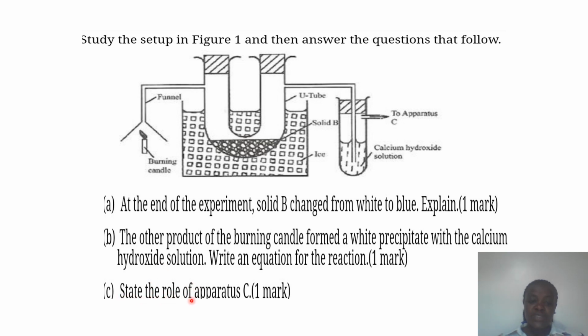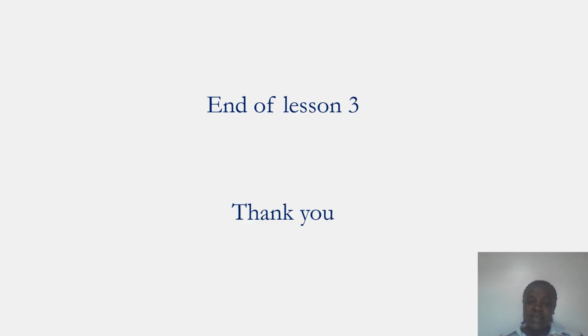Then we are told to state the role of apparatus C. So the role of apparatus C is to remove the excess carbon dioxide that did not react with calcium hydroxide solution. And we said the reason we are removing the excess carbon dioxide is to prevent the carbon dioxide from flowing back to the candle, which will put it off. So that is the role of the apparatus C.